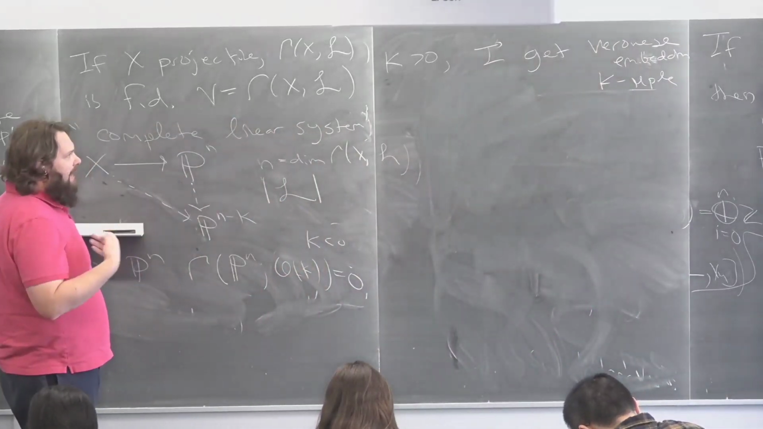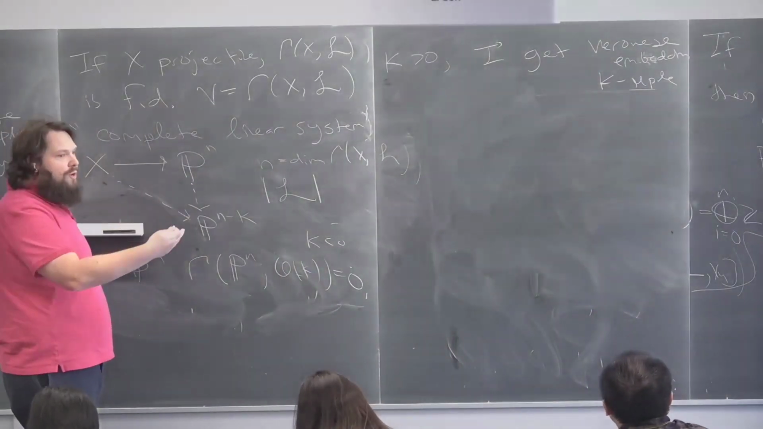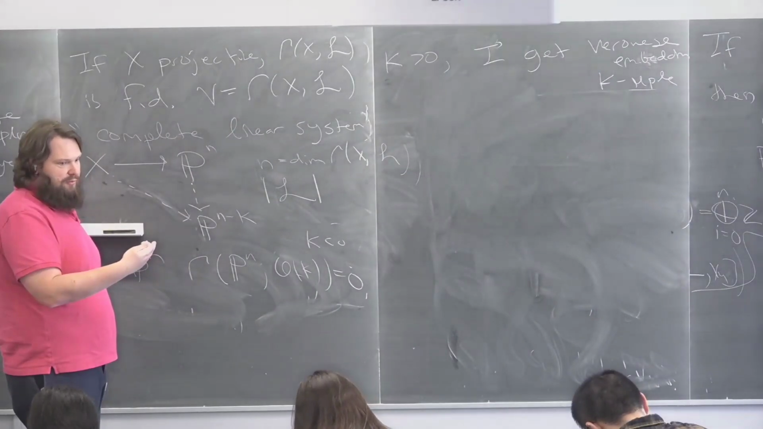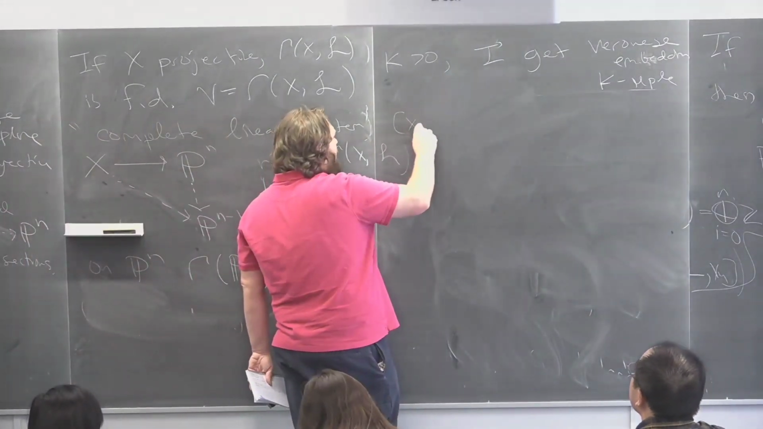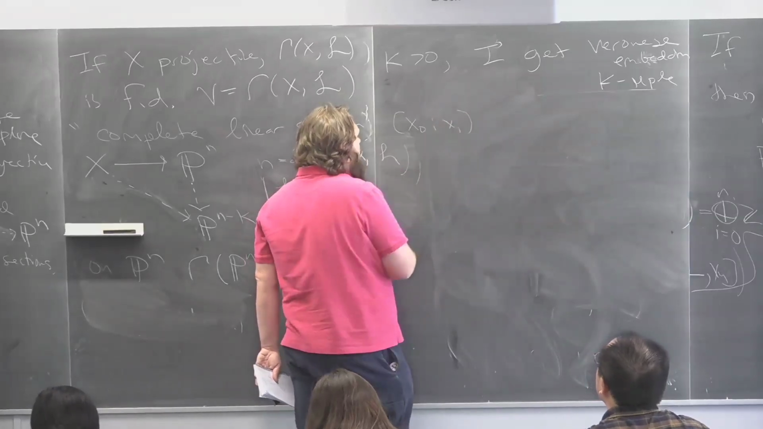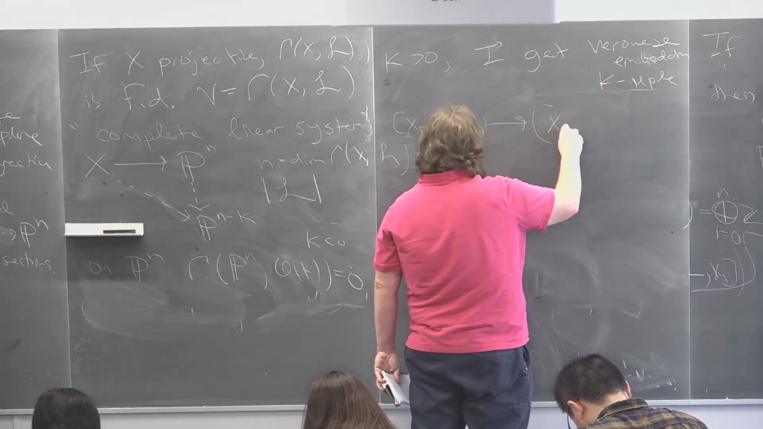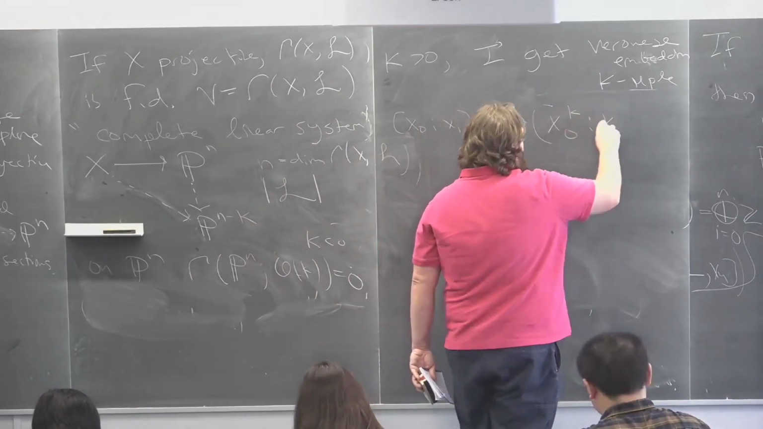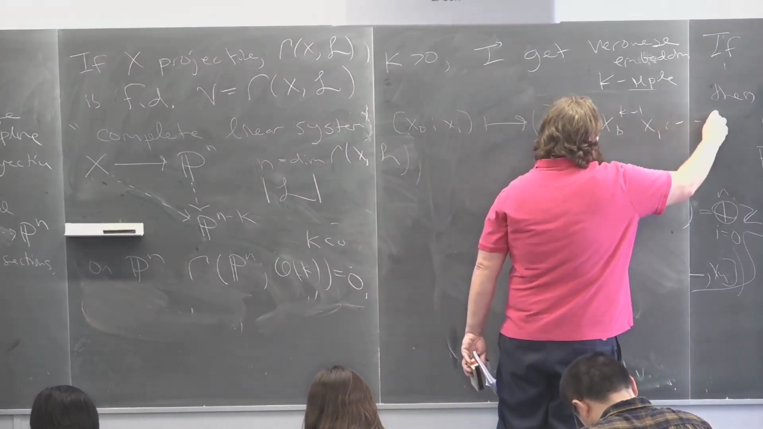So this is the map that sends your projective coordinates to all degree k monomials in those projective coordinates. So for example, for P1, I take x0 and x1, and I send that to x0 to the k, x0 to the k minus 1 times x1, etc.